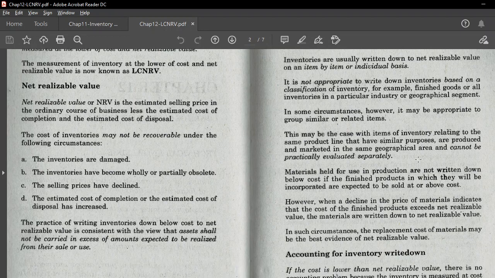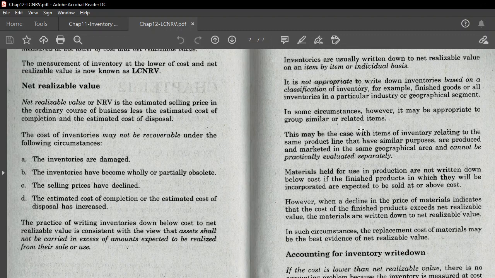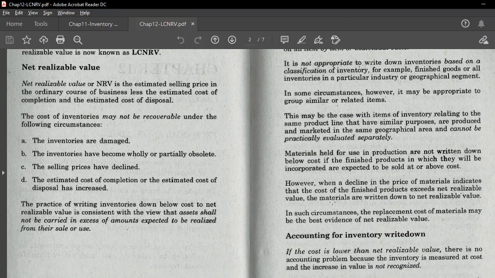Ayun. And then, accounting for inventory write-down. May mga ano pa ba dito? So, ako lang kuhaon ha ang katong gist or katong mga naay unod na mga statement. Okay. Parang mayroon yun dito kanina. Eto. When a decline in the price of materials indicates that the cost of the finished goods exceeds net realizable value, the materials are written down to net realizable value.